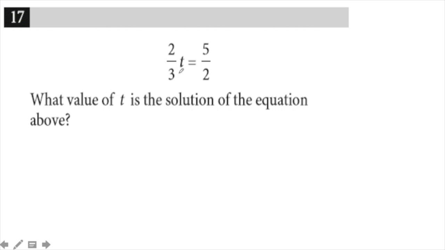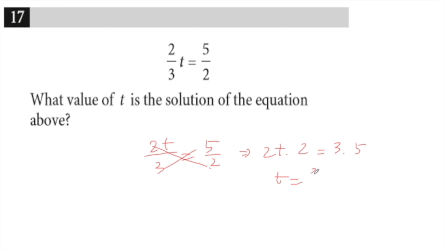17. Find t. And I use the cross multiplication. Here it will be equal to here. I mean 2t equals 3 times 5. And t equals 3 times 5 divided by 2 times 2. 15 divided by 4.